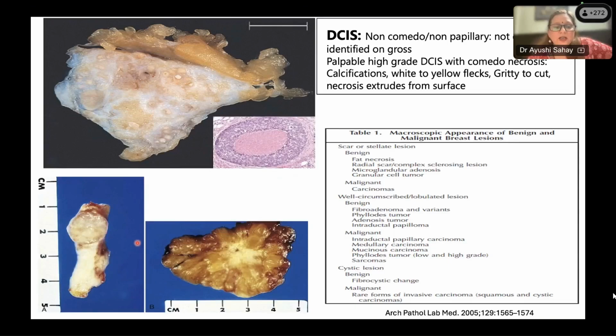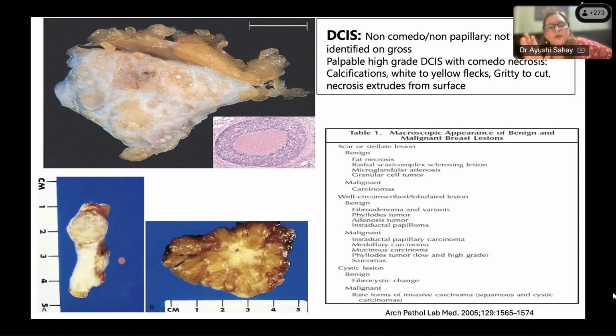Besides this, you have to remember that in the gross appearance, most of the time irregular stellate lesions indicate malignant carcinomas, but there are certain exceptions such as fat necrosis, radial scar, microglandular adenosis, which sometimes can show a stellate appearance. And most of the time, well circumscribed lesions will indicate benign lesion like fibroadenoma or even intraductal papilloma or benign phyllodes tumor, but sometimes malignant lesions such as medullary or triple negative carcinoma, intraductal carcinoma, or even a high grade phyllodes, and sarcomas can show you circumscribed margin.